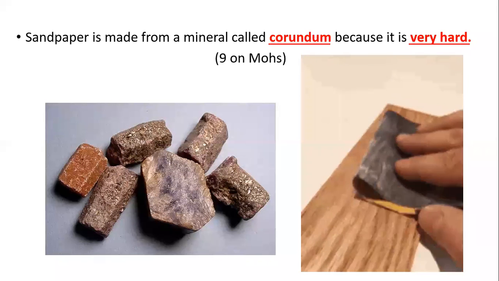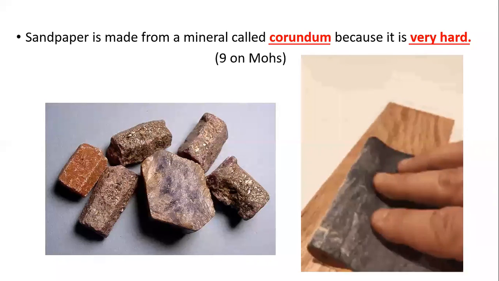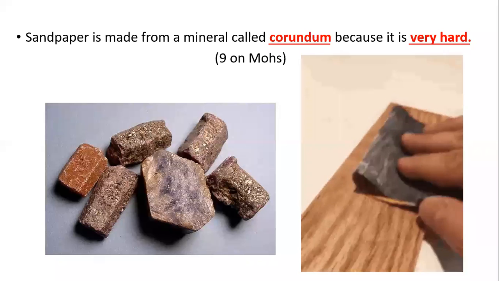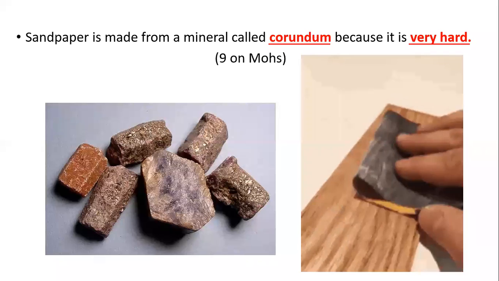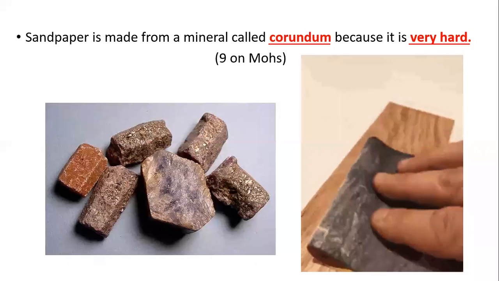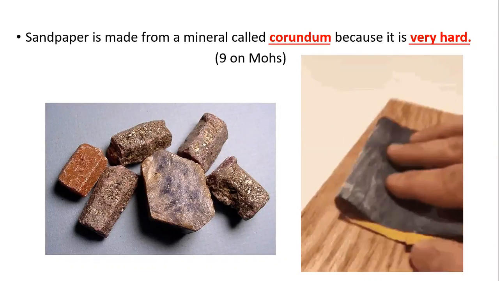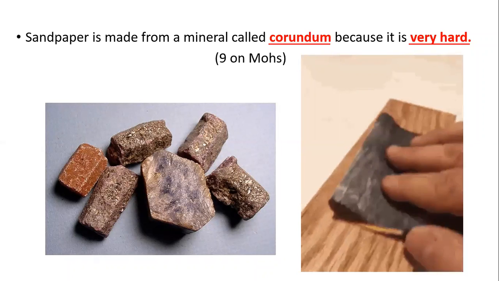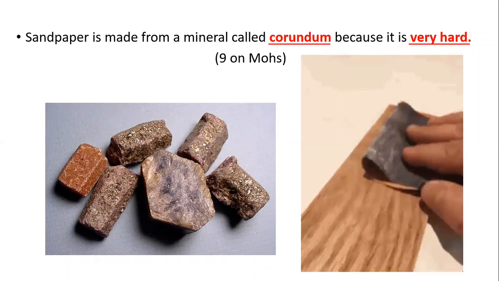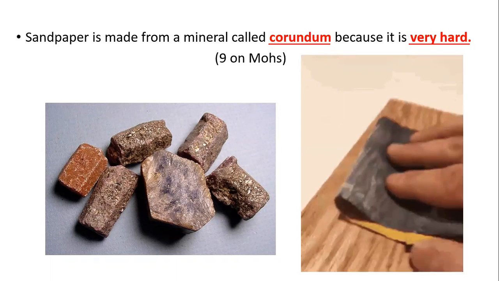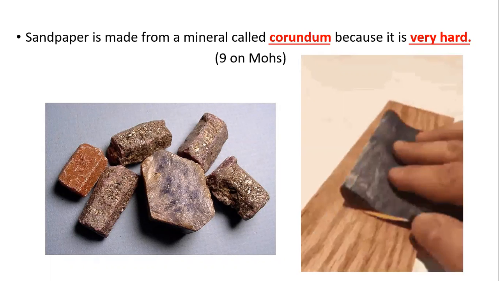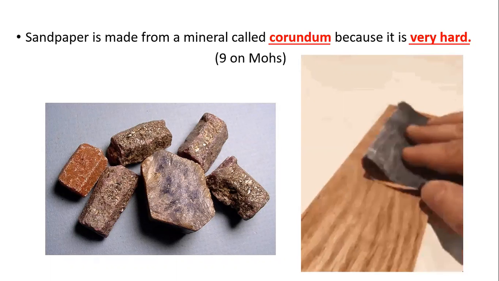Anyway, sandpaper is made from a mineral called corundum. Okay, and this one is very hard. It's 9 on the Mohs scale, which means it's closer to diamond, right? That's why it's so hard. It's used to smooth the surfaces. Okay, this is the sandpaper.